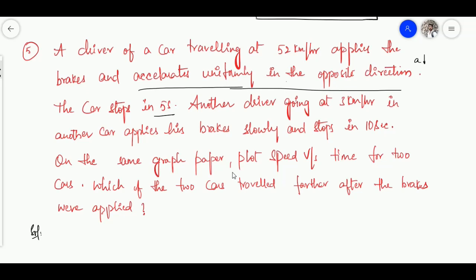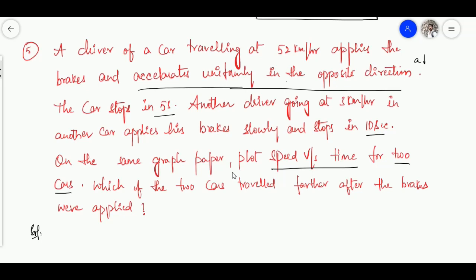Another driver, okay, this is the story of one car, and there is another car which is moving at a speed of 3 km per hour and the brakes were applied slowly and it stopped in 10 seconds. And we have to do this on the graph paper. We have to plot speed versus time for the two cars, and from the graph we have to calculate the distance traveled by those cars after applying the brakes and before stopping.